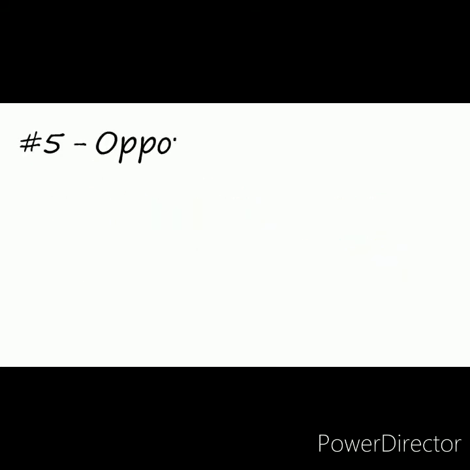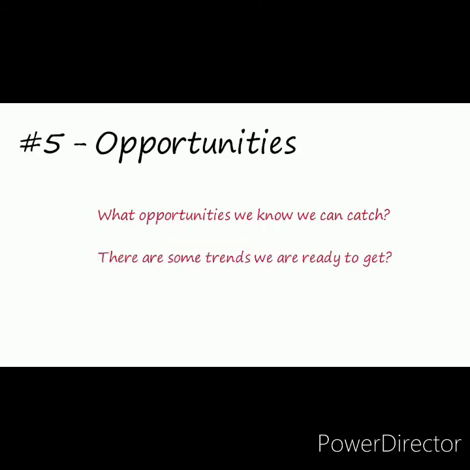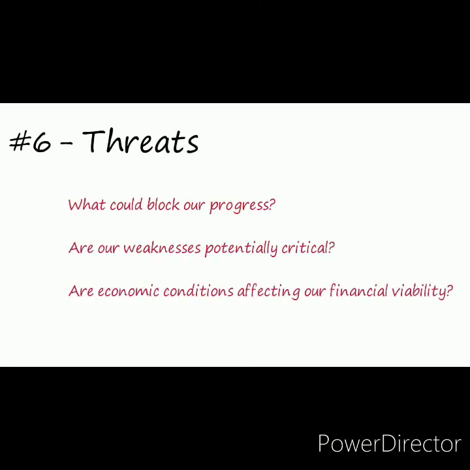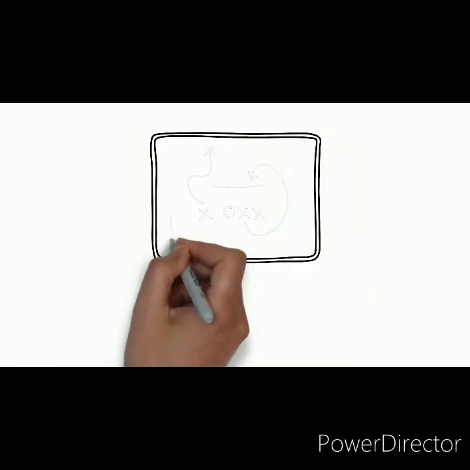The step number 5 is focused on opportunities. Here the questions are, what opportunities do we know we can catch? Are there some trends we are ready to get? The step number 6 is focused on threats. Ask the team questions such as, what could block our progress? Are our weaknesses potentially critical? Are economic conditions affecting our financial viability? Remember the step 1 of the clear objective.